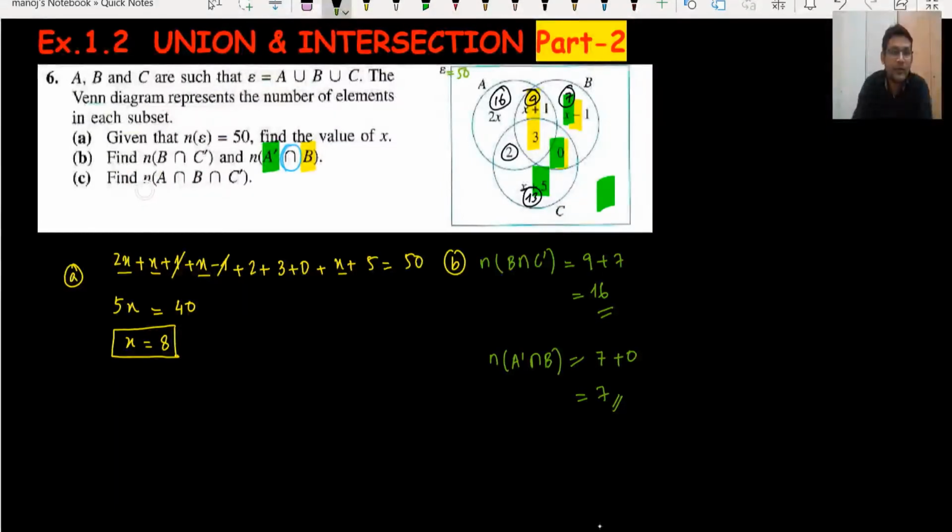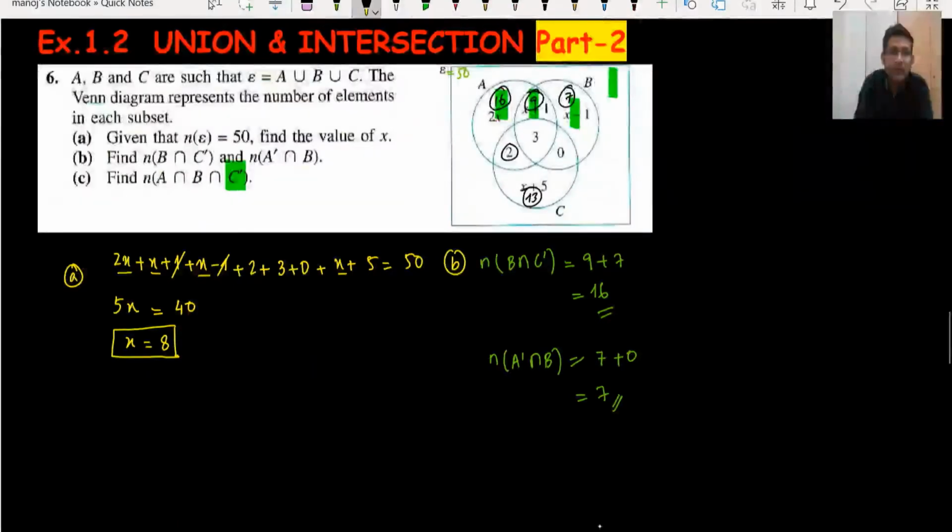Now we write the number of elements in A intersection B intersection C complement. This is a very important part. So once again, this is 9, this is 9 here. First of all, I would like to do C complement. What area is C complement? C complement means this one and this one. Also this one: there is no number, but C complement is this area.